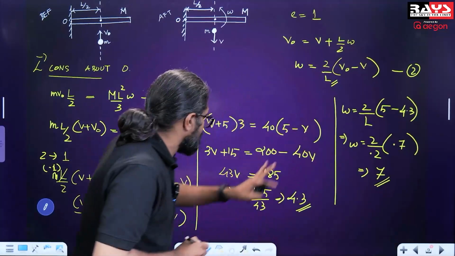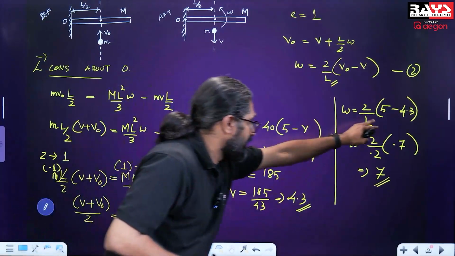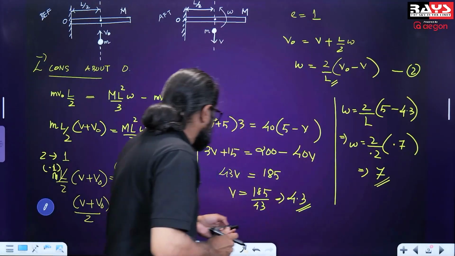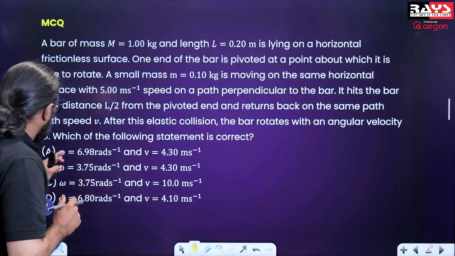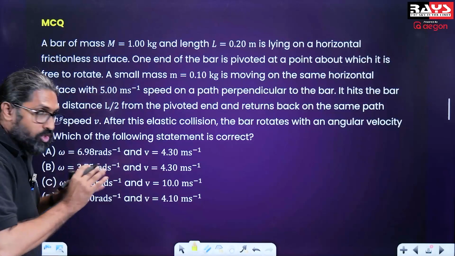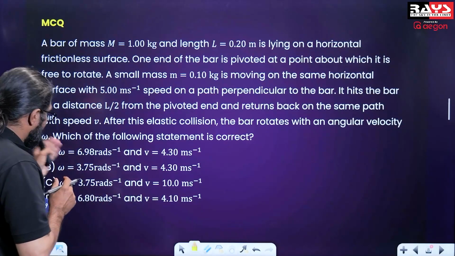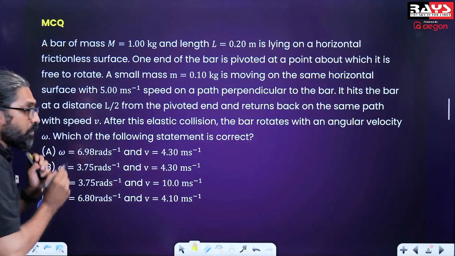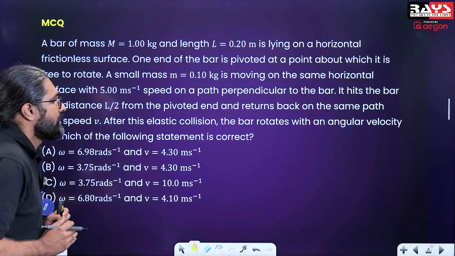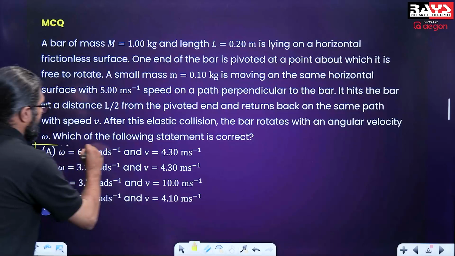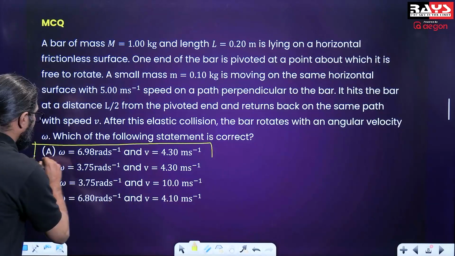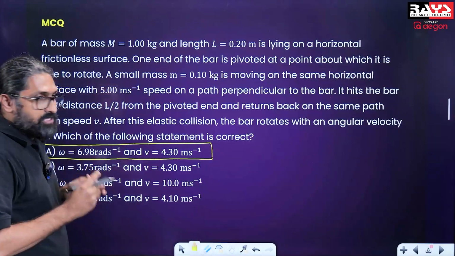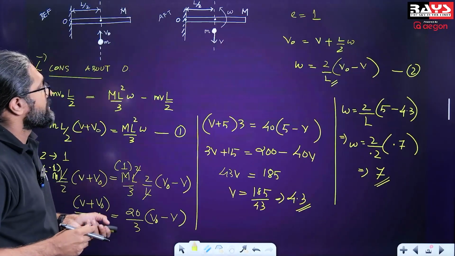Now, since we have used an approximate value in place of v, this answer will also be close to the actual answer. So we look at the options here. V has to be equal to or close to 4.3, and omega will have to be very close to 7. The correct answer would be 6.98, the closest answer, and that is how we solve it. The correct answer is option A. Omega is 6.98 radian per second, and v, the velocity, is 4.3 meters per second. That's how you solve it.